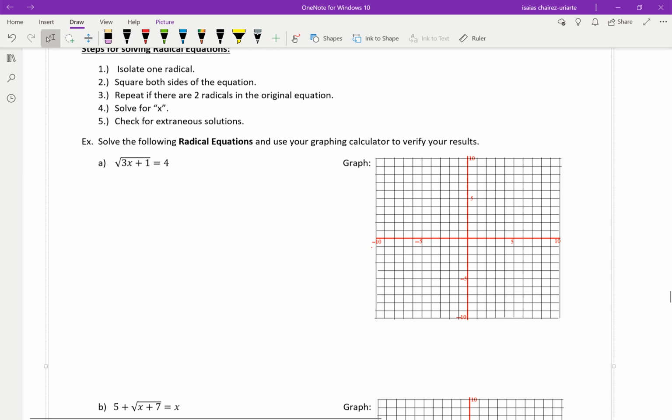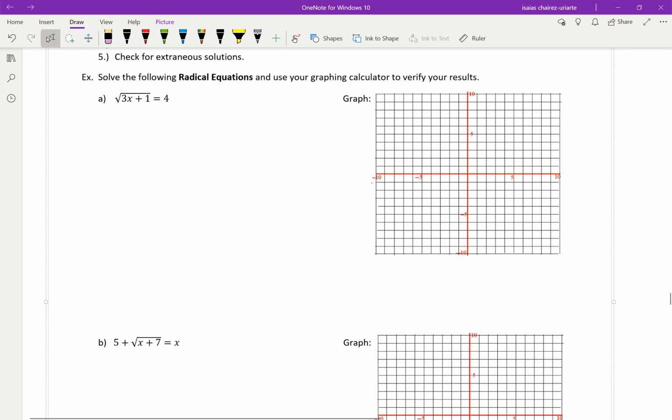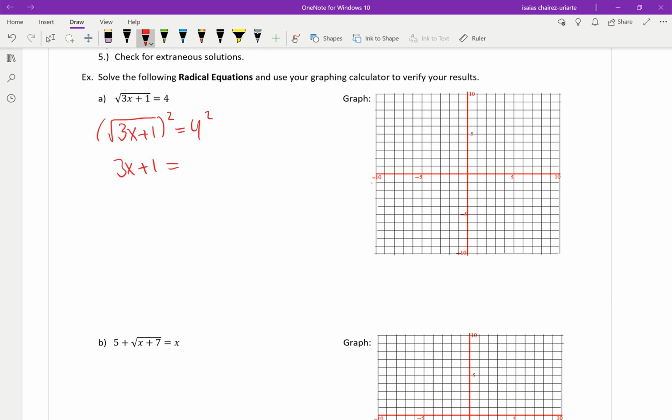And so now what I'm going to do is square both sides of this equation. All right, so that's going to look like this. I'm going to open a little parenthesis here. On the left-hand side, the square root and the exponent 2, think about them as being inverse operations of each other. So they undo each other, and this just becomes 3x plus 1. And on the right-hand side, I have 16.